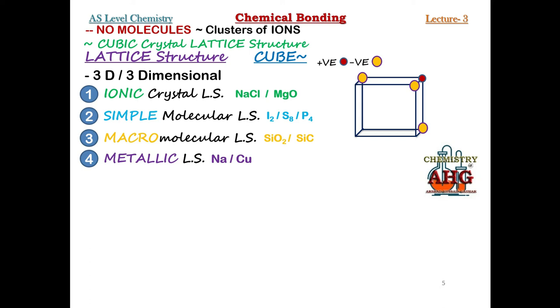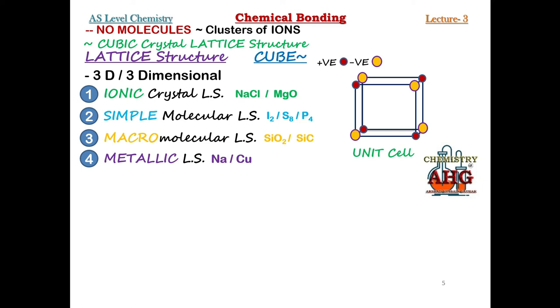Now next to this negative ion, you will place a positive ion, and next you will place again a negative ion. Now what you can see, this is the smallest possible repetitive structure of any ionic compound having cubic crystal lattice structure. This smallest possible repetitive structure of an ionic compound is known as the unit cell.